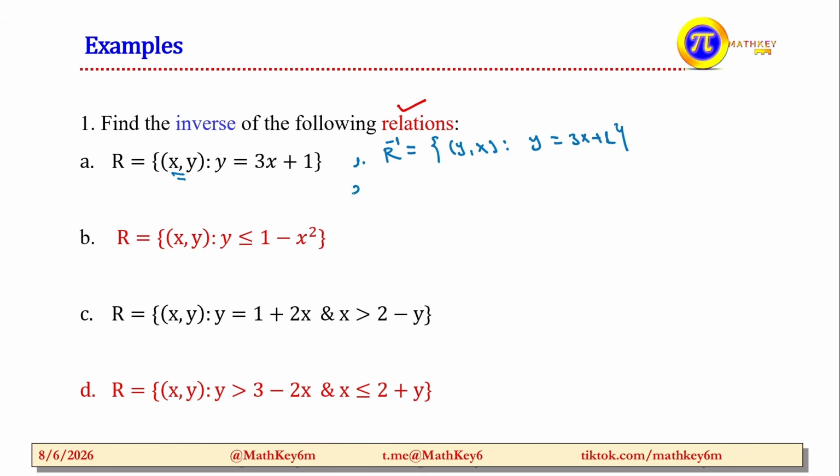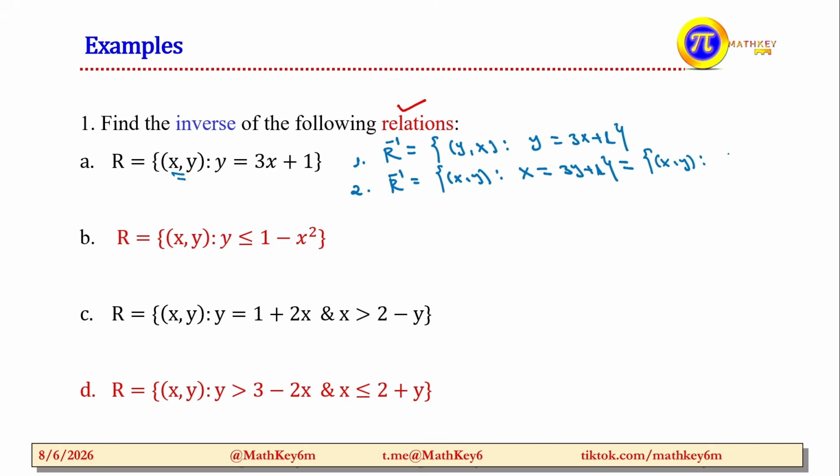The second option, R inverse equals, if we take the order as it is, x, y, in this case we interchange or replace y by x and x by y. This becomes x equals 3y plus 1. This implies that, if you want, you have to solve for y in terms of x.